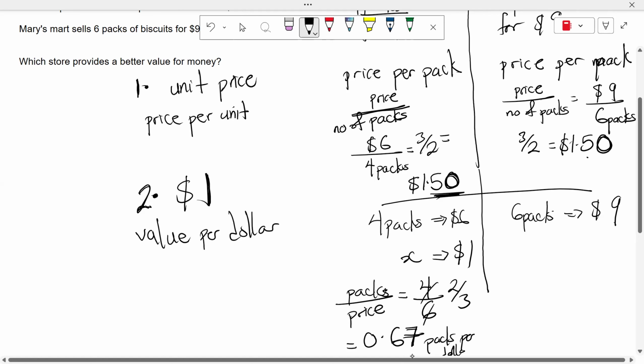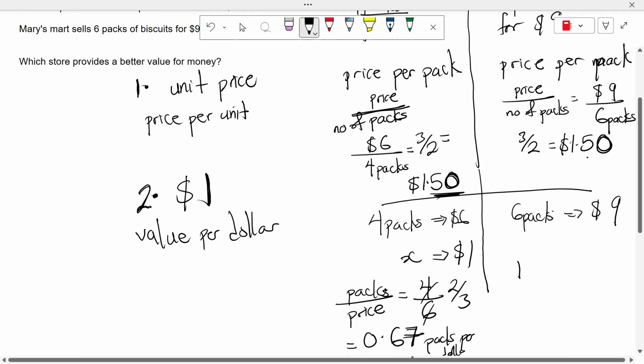Packs per dollar. So I'll be getting approximately 0.67 packs per dollar. I mean, you can't really go and start looking for 0.67 packs, that doesn't make a lot of sense. But I'm just showing you this method, and then you do the same thing.